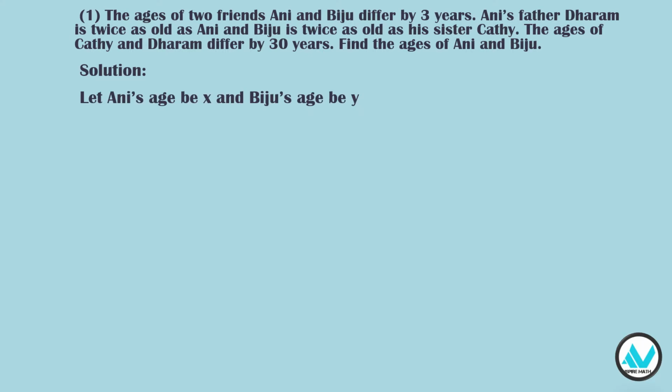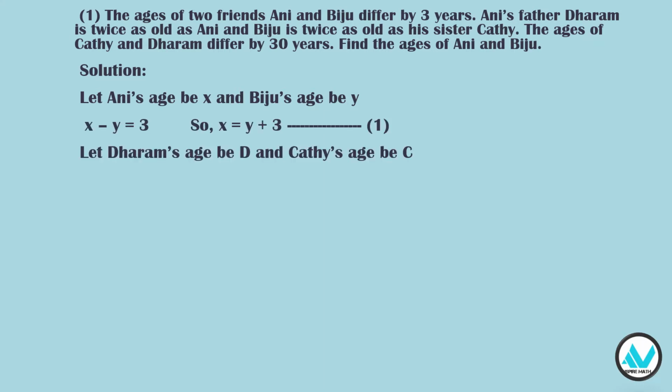Let me take Ani's age as x and Biju's age as y. Now from the first condition, Ani and Biju differ by 3 years. Now x minus y equal to 3, or x is equal to y plus 3. Let me call this equation 1. Let Dharam's age be d and Kathy's age be c. Now I can use my second condition where they say Dharam is twice as old as Ani. So d equal to 2x.